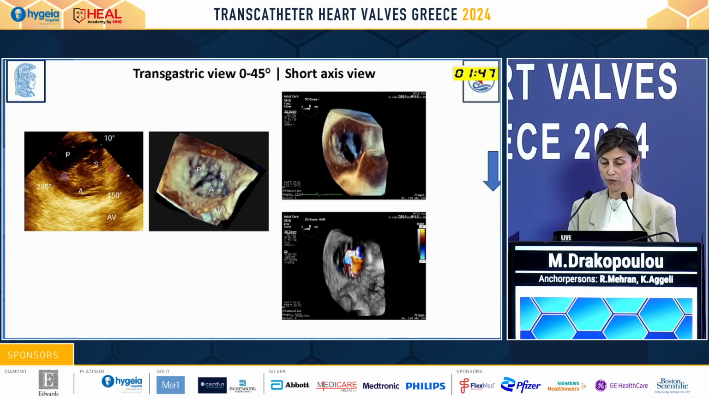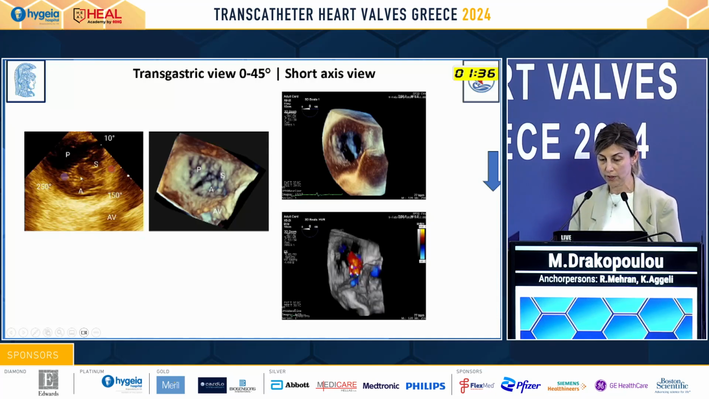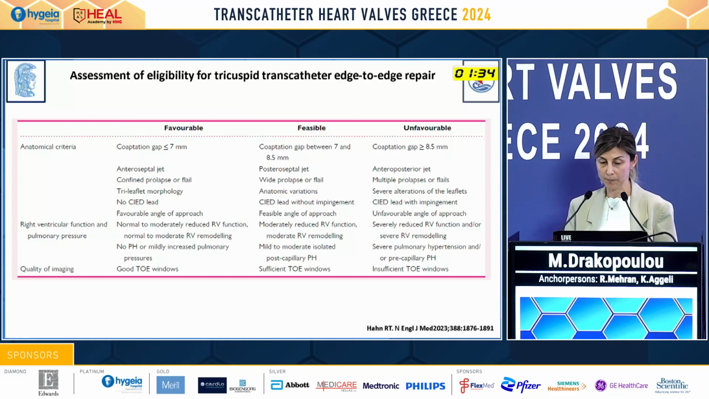Also, 3D offers a very valuable image, as we can see. We place the aortic valve at the 150 degrees. This is the anterior, the septal, and the posterior leaflet. So we can have a good orientation and offer guidance.